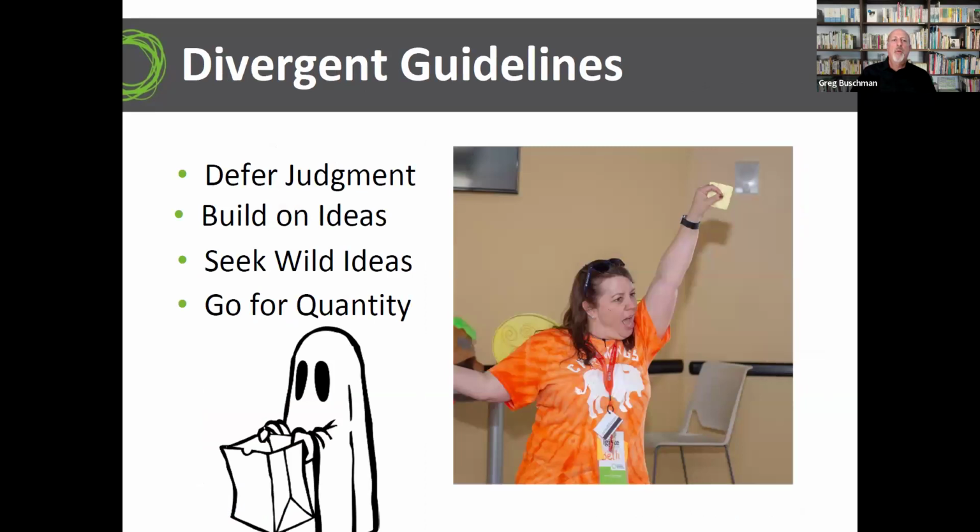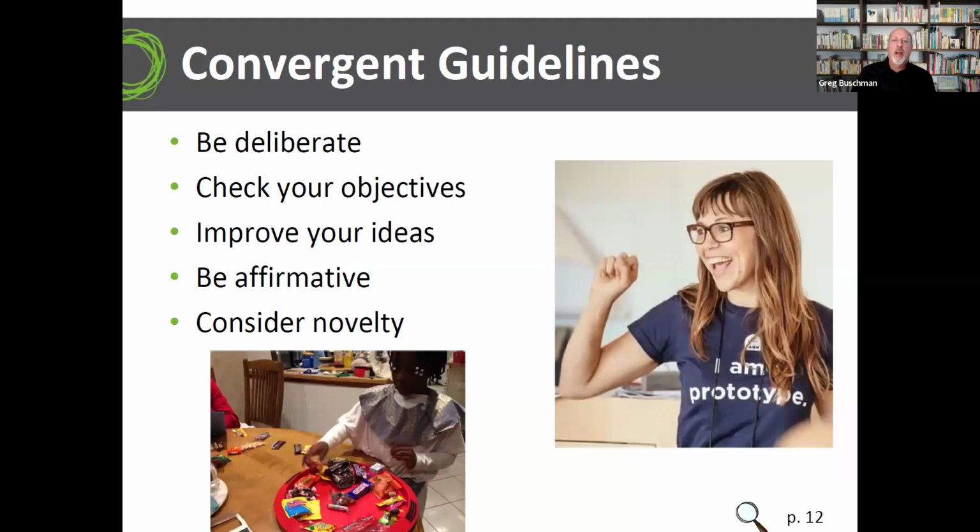And so just real quick, some divergent guidelines to rehash. Remember, defer the judgment, build on ideas, seek wild ideas, that's okay. And go for quantity, not necessarily quality. We'll go through quality as we vet the different ideas as we move forward in the process. Another convergent guideline is when you converge, be very deliberate. This is where we're actually making those judgments.